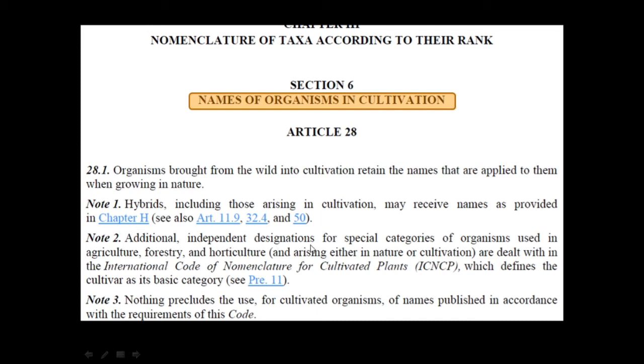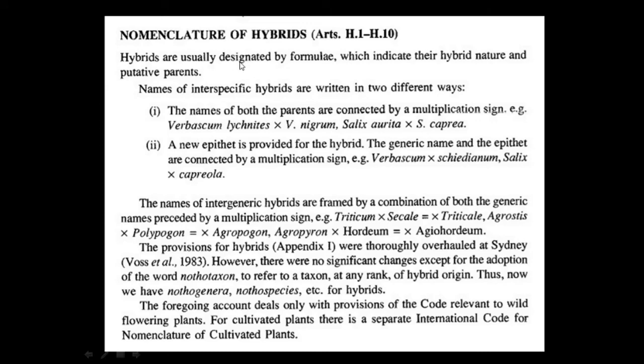Additional independent designations for special categories of organisms used in agriculture, forestry and horticulture, and arising either in nature or cultivation, are dealt with in the International Code of Nomenclature for Cultivated Plants, that is ICNCP, which defines the cultivar as its basic category. Hybrids are usually designated by formulae. They are named by giving formulae which indicate their hybrid nature and their putative parents.